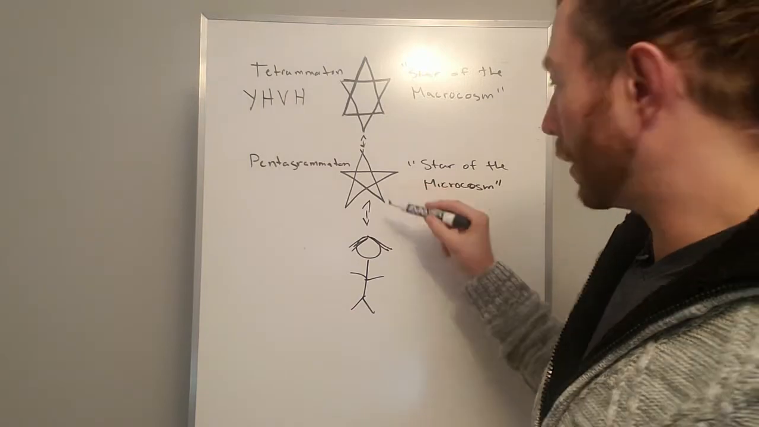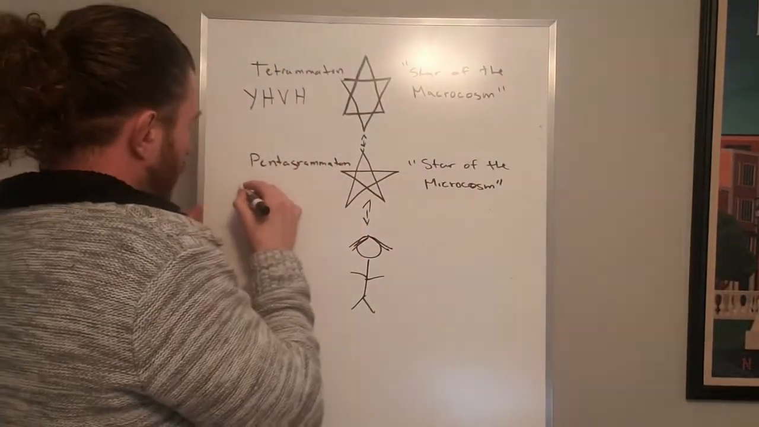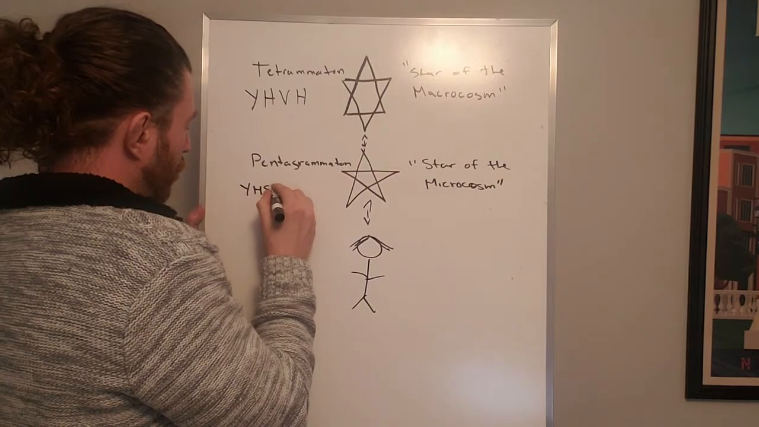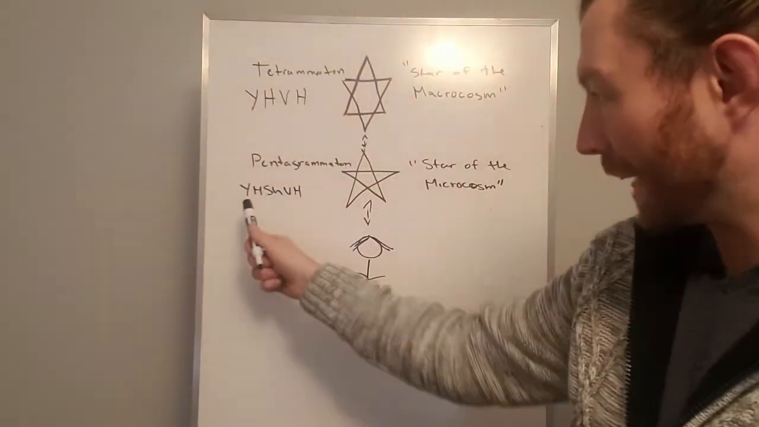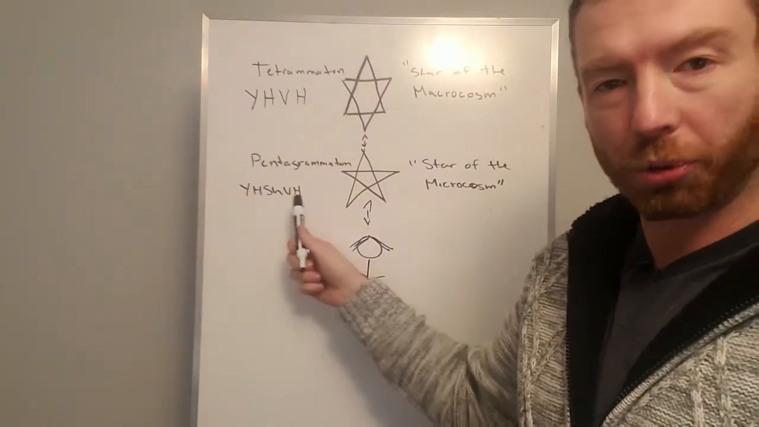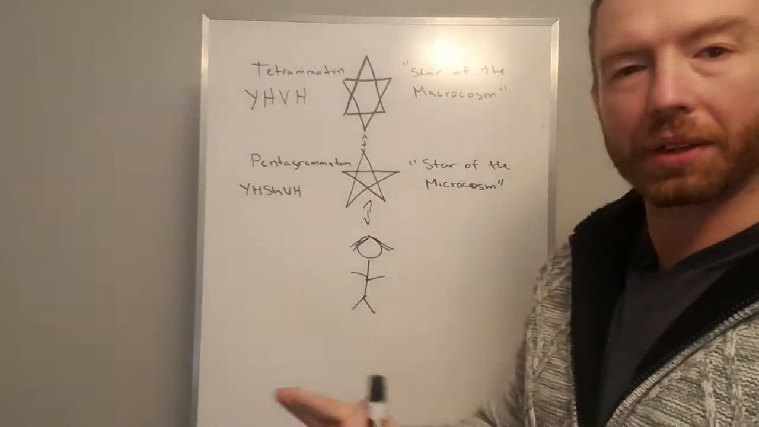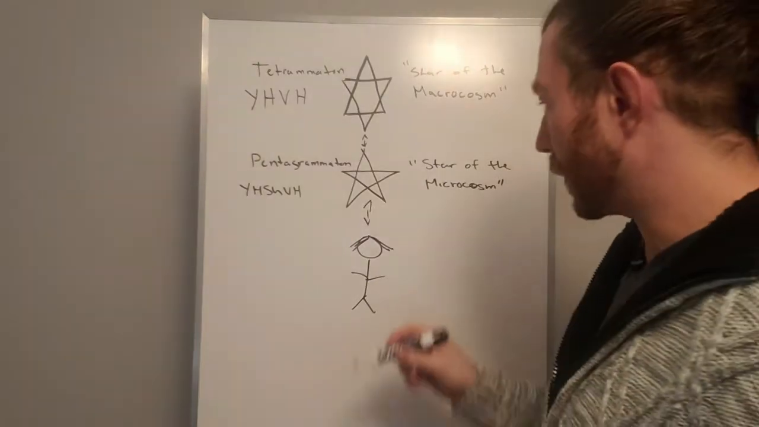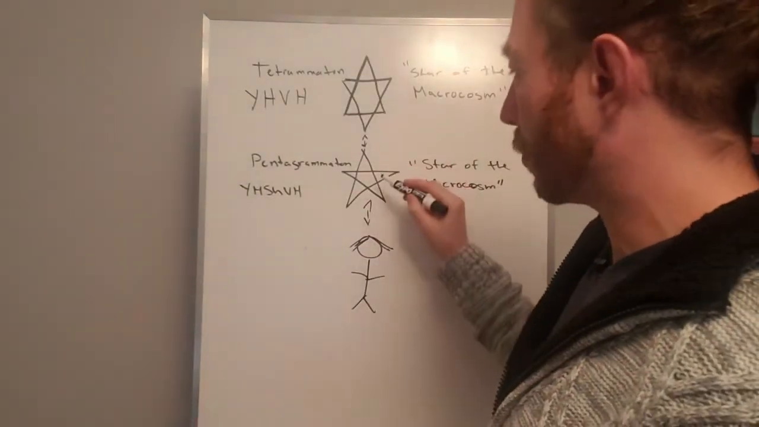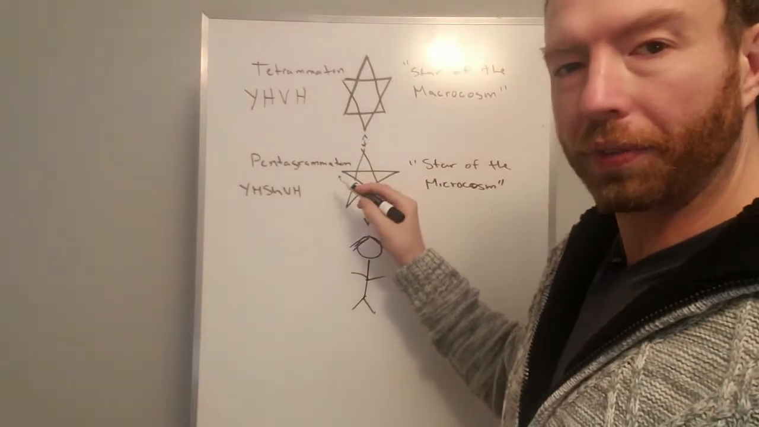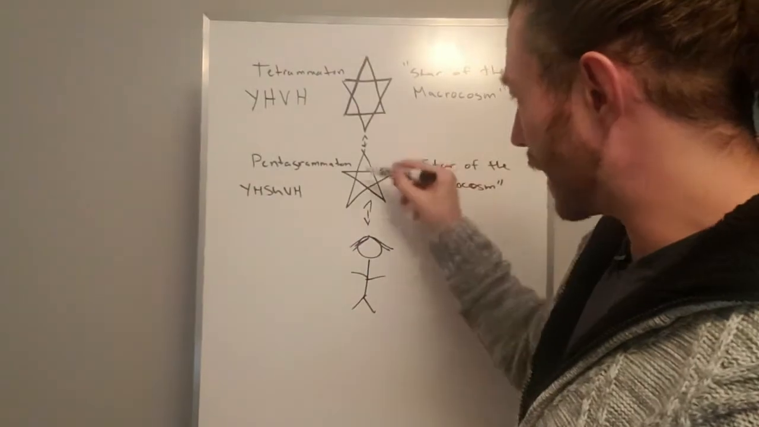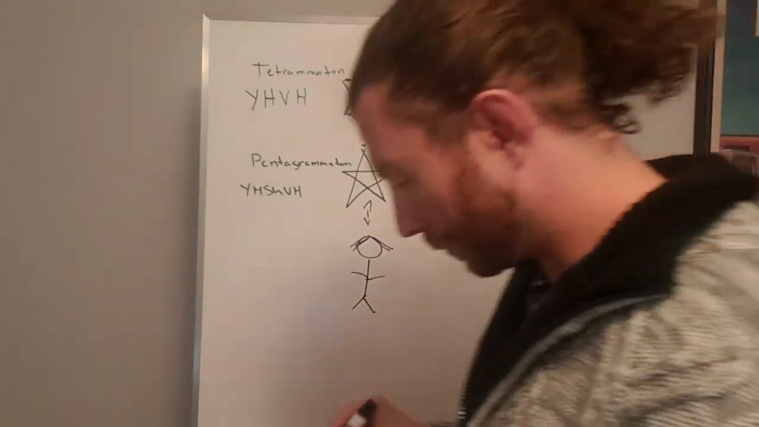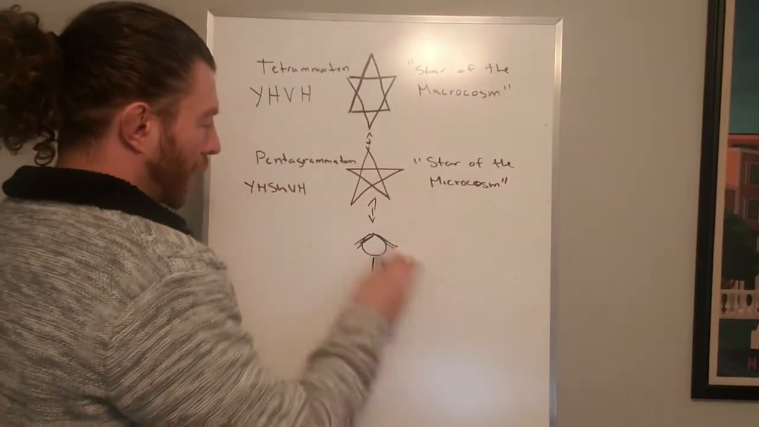So the Pentagrammaton represents the five Hebrew letters, Yod, He, Shin, Vav, He, which together create the word Yeshua, the root word of the word Jesus. I'm not going to get into that too much in this video. You can check that out in the last video. And so this star represents our higher self, our Christ self, our Krishna self, our authentic self, our Atman self, our Horus self, whatever you prefer, our Yeshua self. It's our higher self.